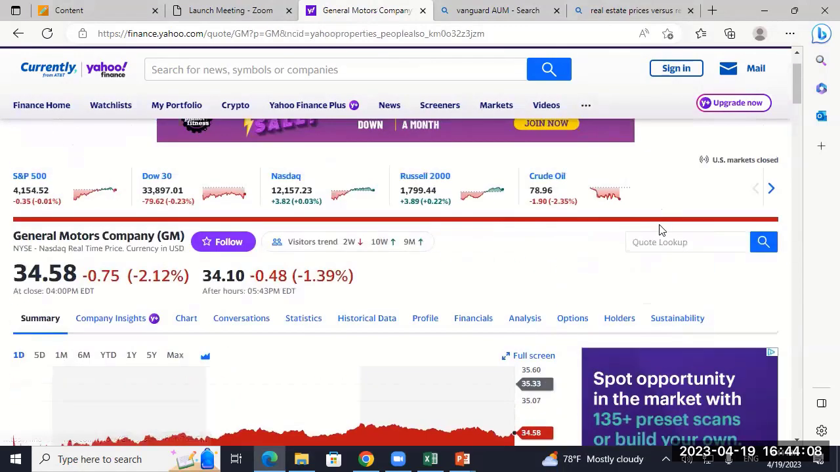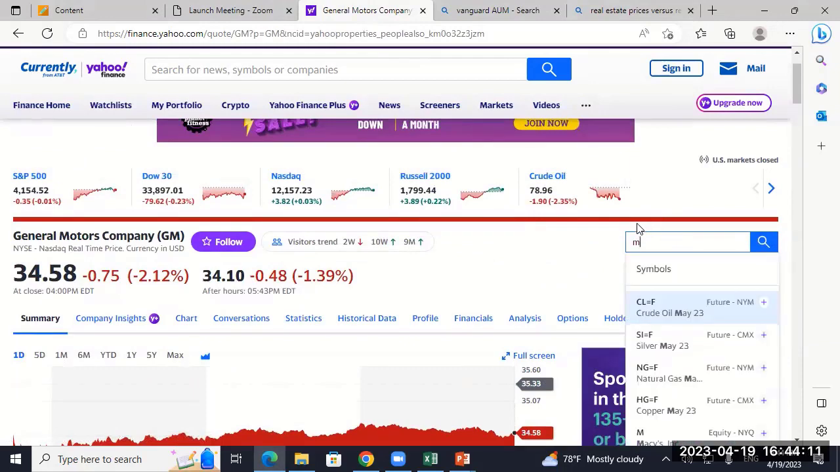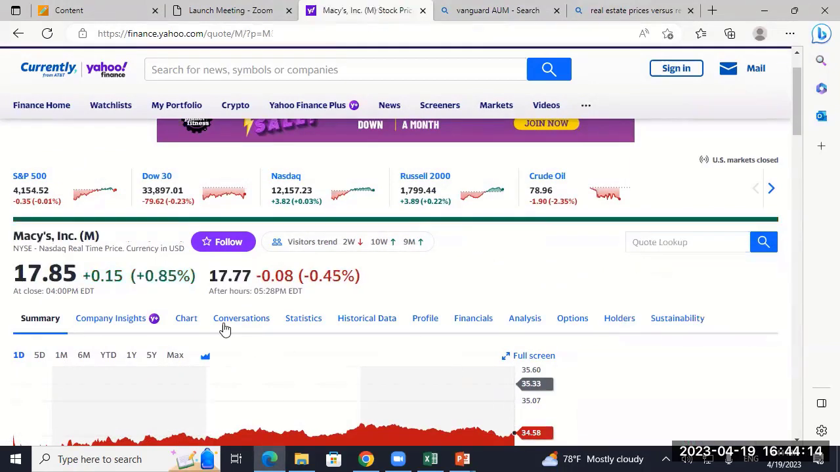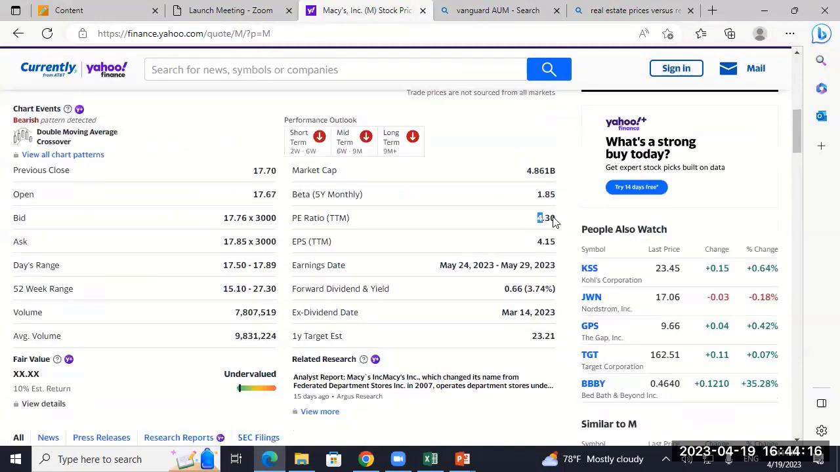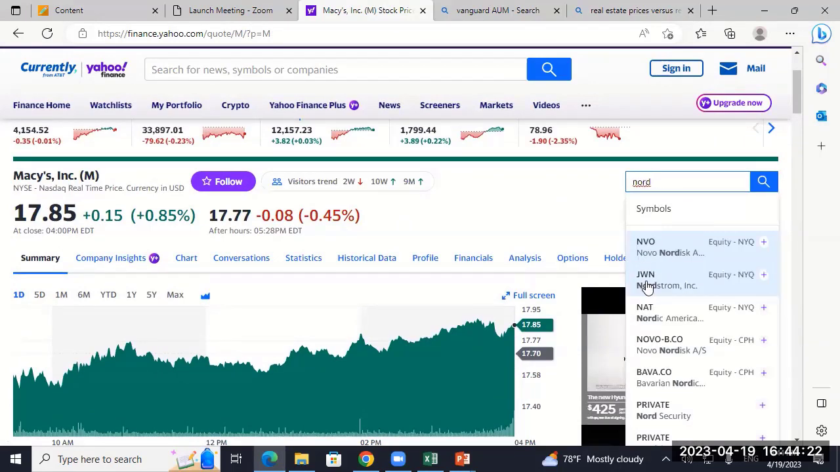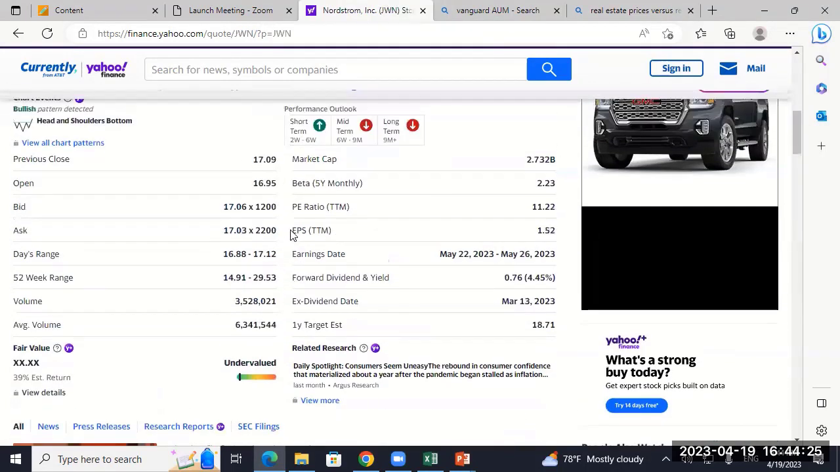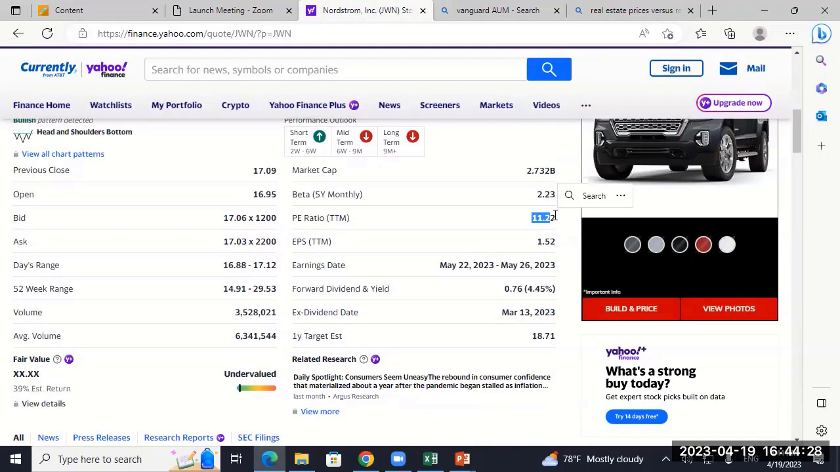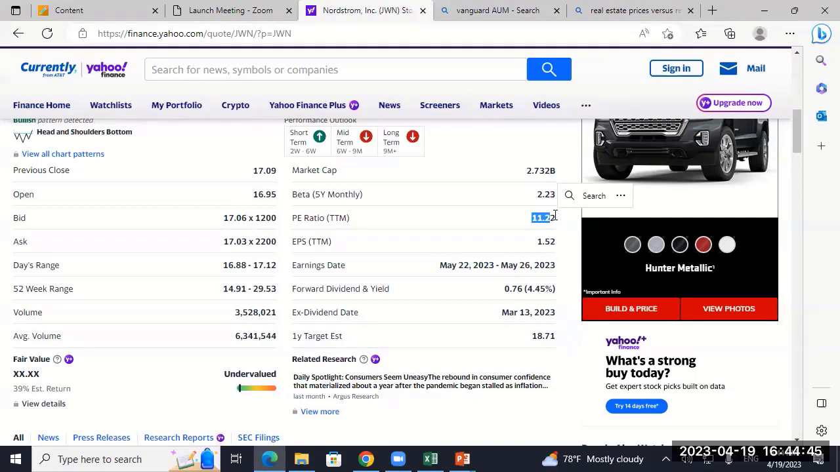Or we can do Macy's. Macy's PE is 4.3. You could compare that to Nordstrom. I can never remember Nordstrom's. Nordstrom's is 11. So why is Nordstrom's twice as expensive as Macy's? Is it their online sales? Is it Nordstrom Rack? Is it the fact that Macy's is almost exclusively in malls? You know, what is it? Why does the market think Nordstrom's doing okay and Macy's is on the way out of business? That's what you'd have to kind of guess.